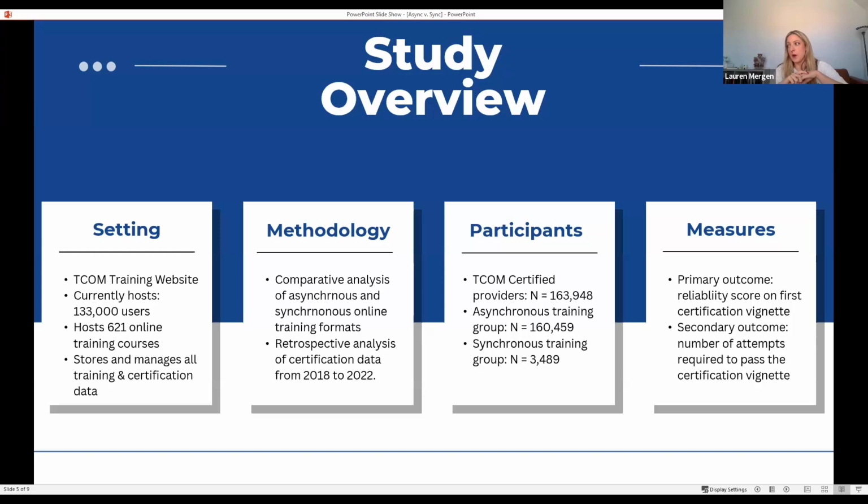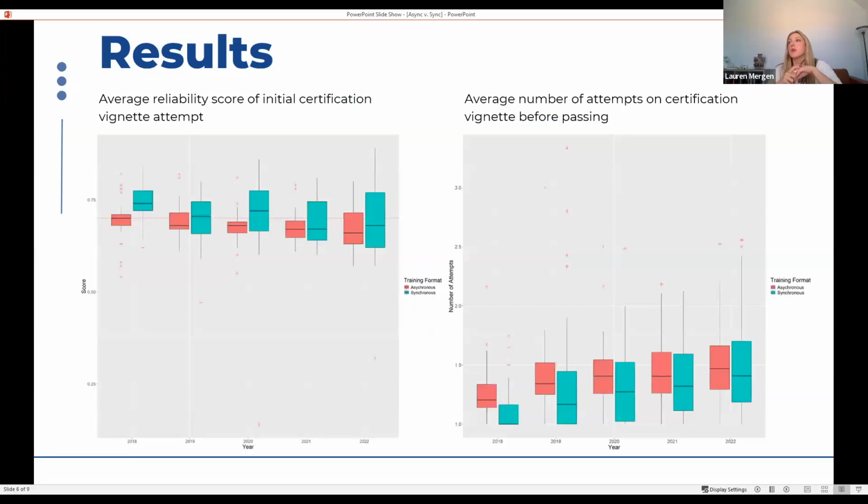Like we spoke about earlier, our primary outcome measure was the reliability score on the first certification vignette, and our secondary was the number of attempts required to pass the certification vignette itself. So on to the results.